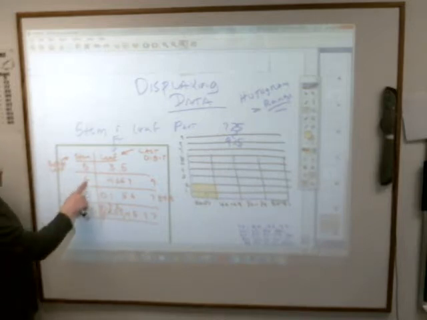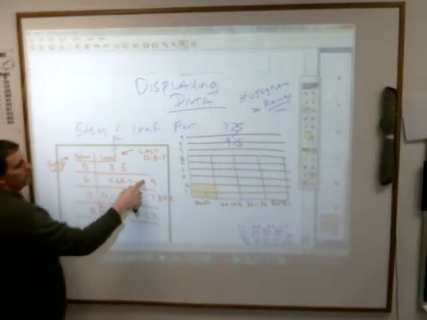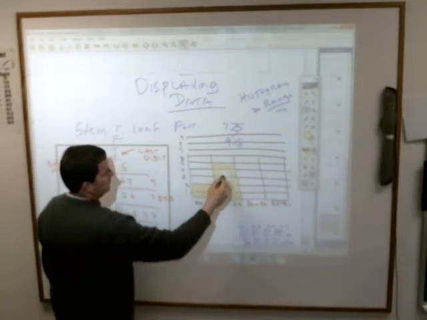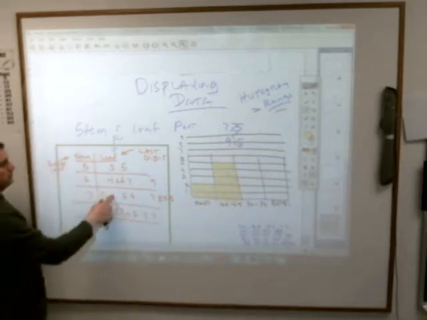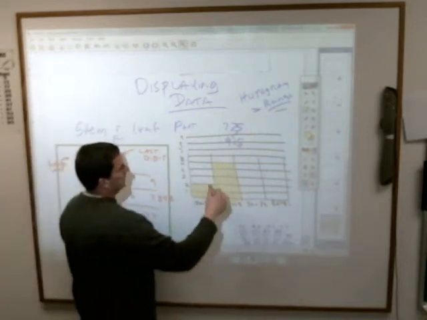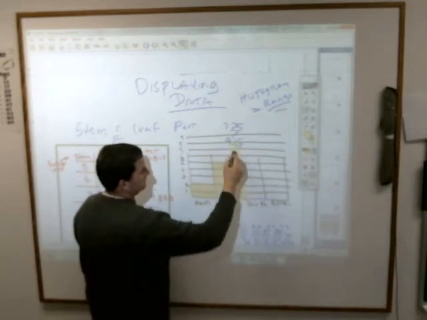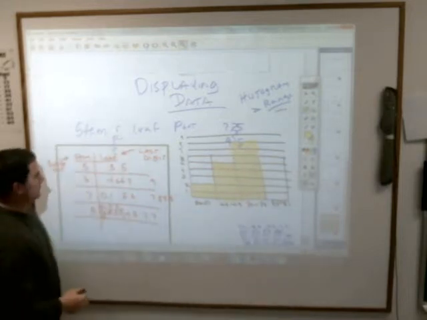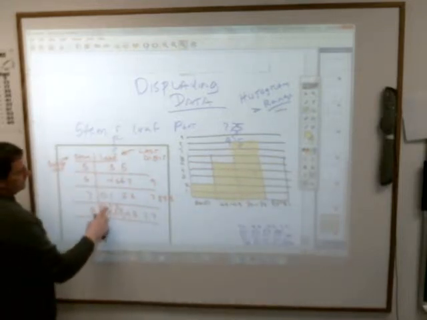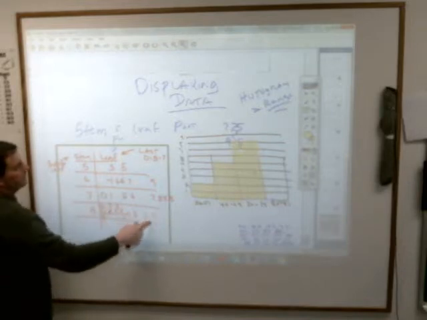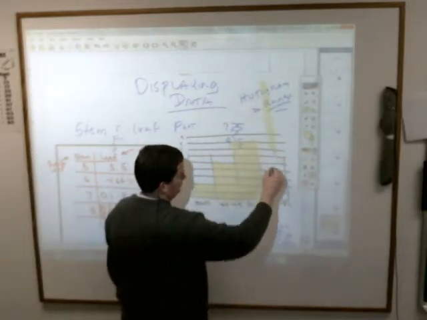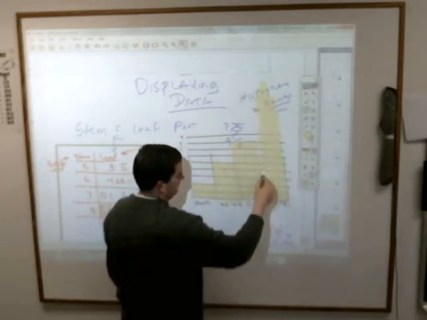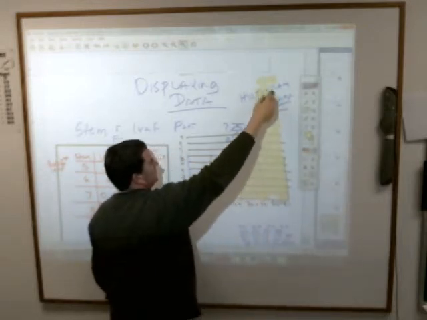How many numbers are in the 60s? 1, 2, 3, 4, 5. So in the 60s, you go up to here. How many are in the 70s? 1, 2, 3, 4, 5, 6, 7, 8. And then how many are in the 80s? 1, 2, 3, 4, 5, 6, 7, 8, 9, 10, 11, 12, 13, 14, 15. It goes up to 15 right there.